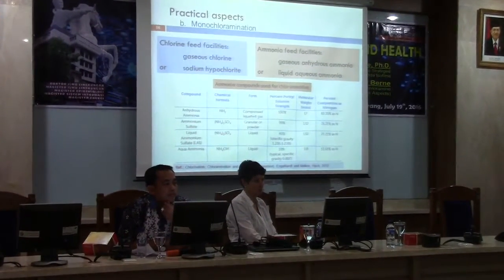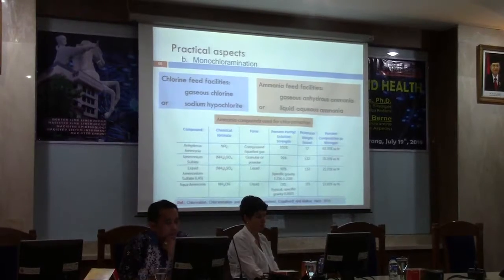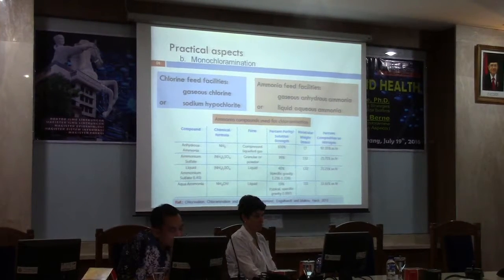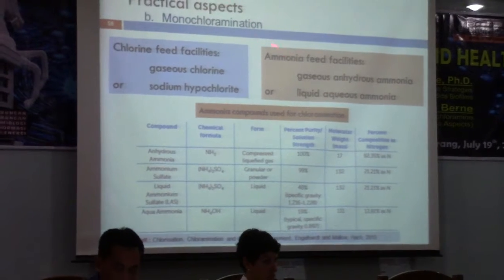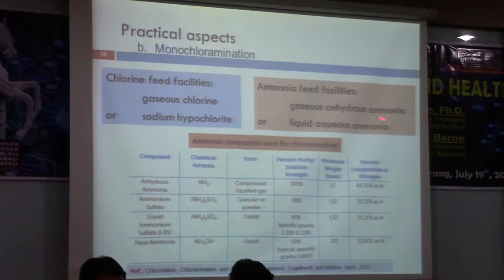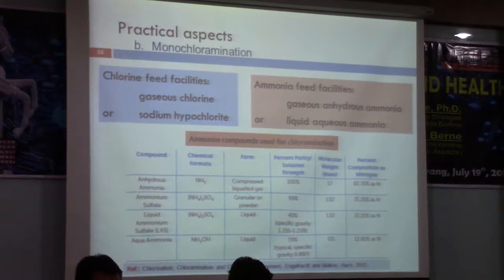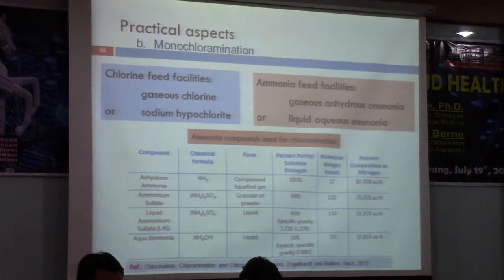For chlorine, it is the same as previously: gaseous chlorine or sodium hypochlorite. And for the ammonia, you have also gaseous ammonia or liquid aqueous ammonia, which can be used to form monochloramine. There are some characteristics in this slide, but there's no time.